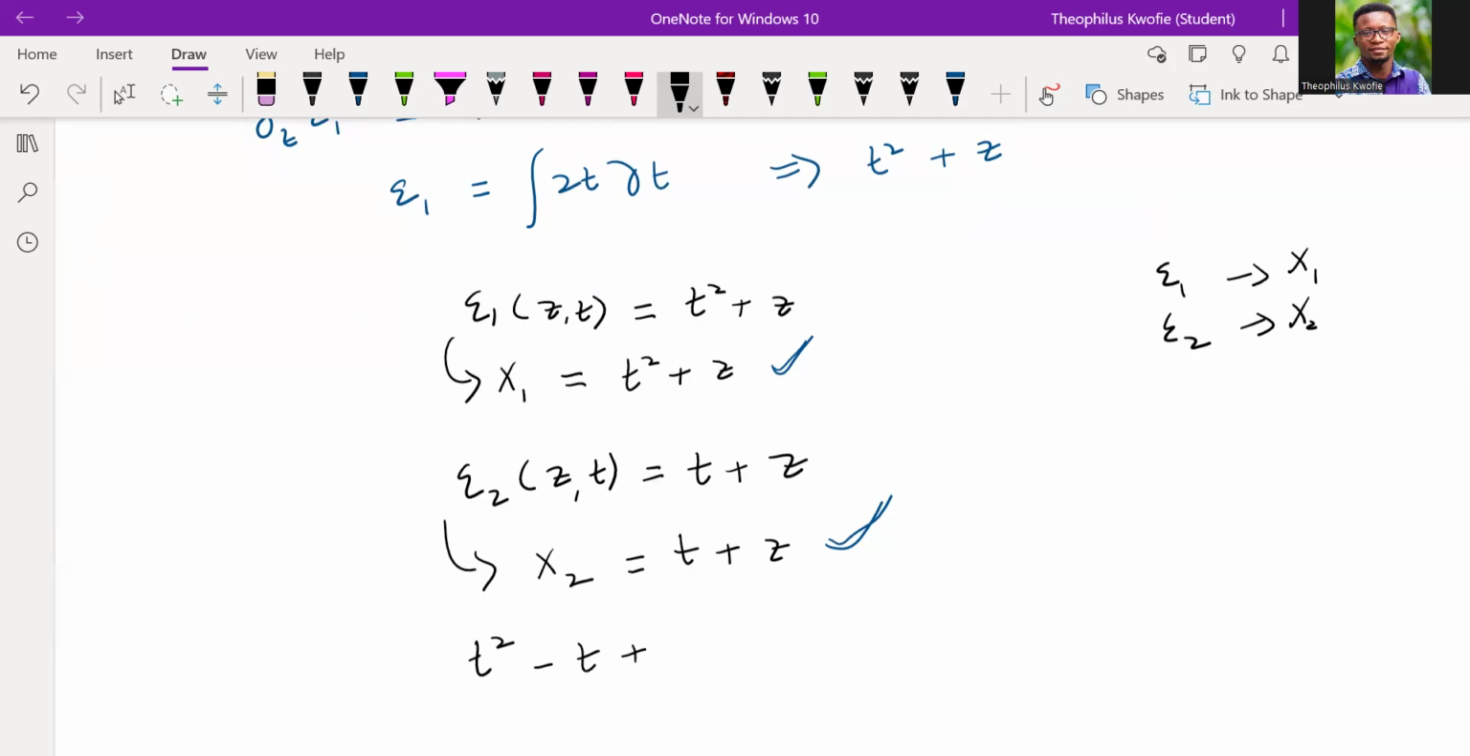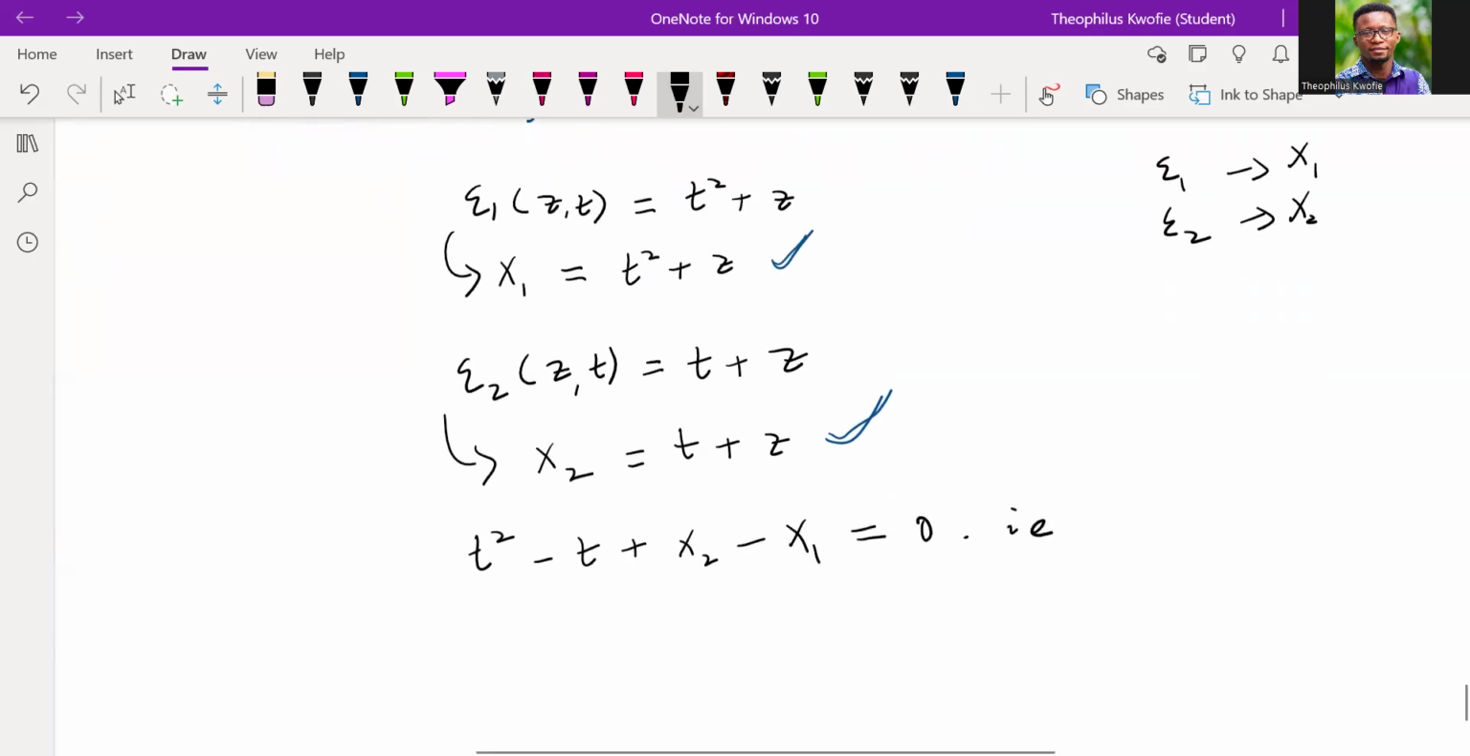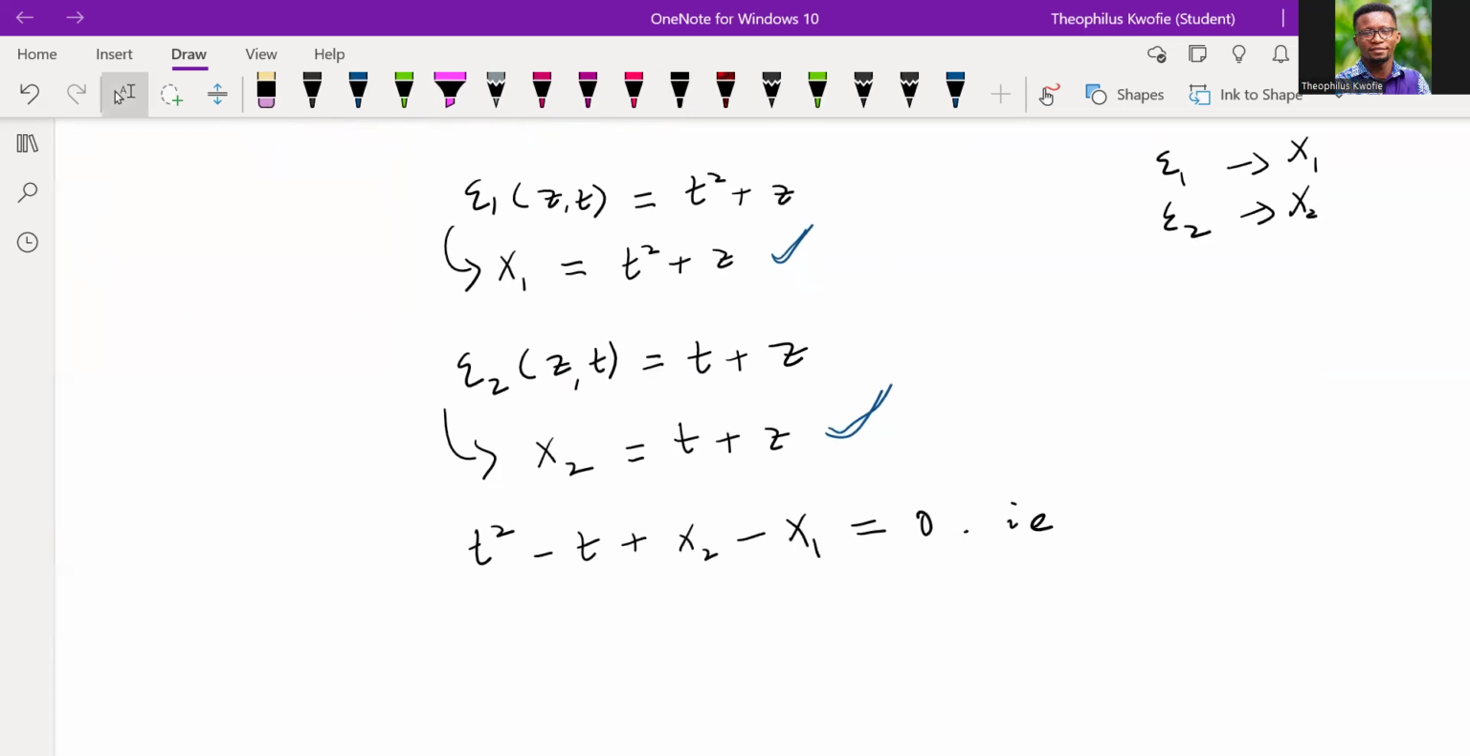Minus t plus x2 minus x1 equal to 0. So this is a quadratic equation, right? This is a quadratic equation. And with a quadratic equation, if you have a lambda squared plus b lambda plus c equal to 0, then we have that lambda equal to what?